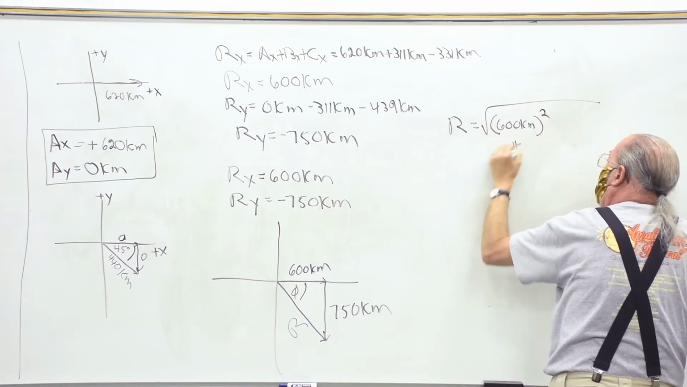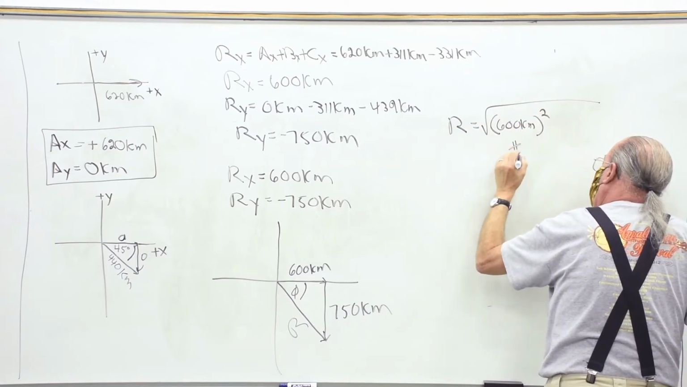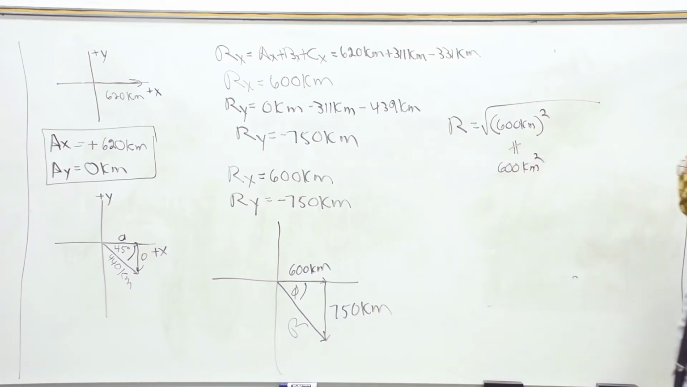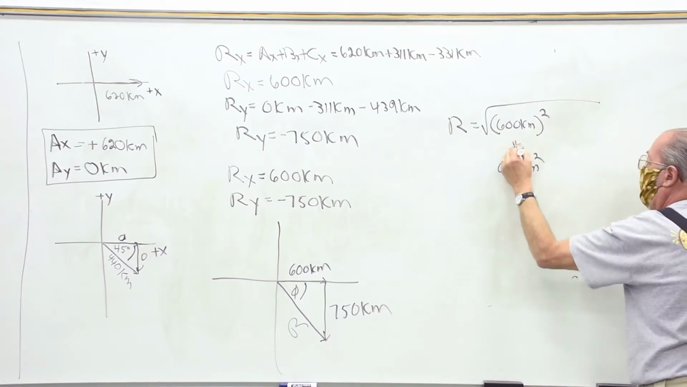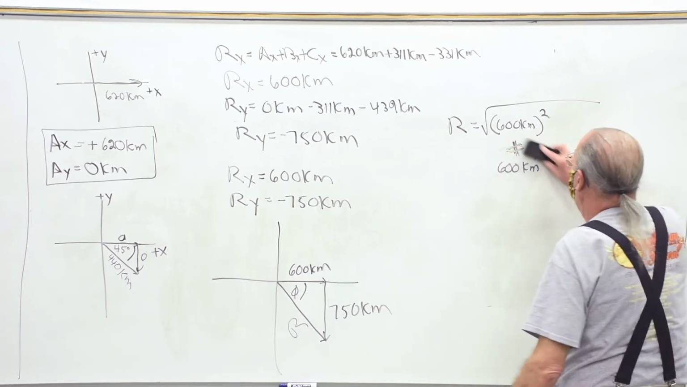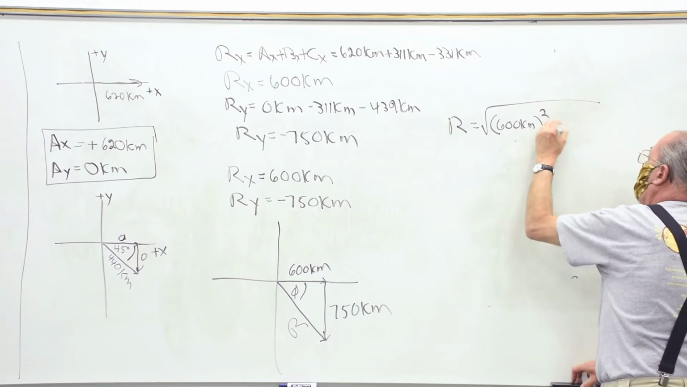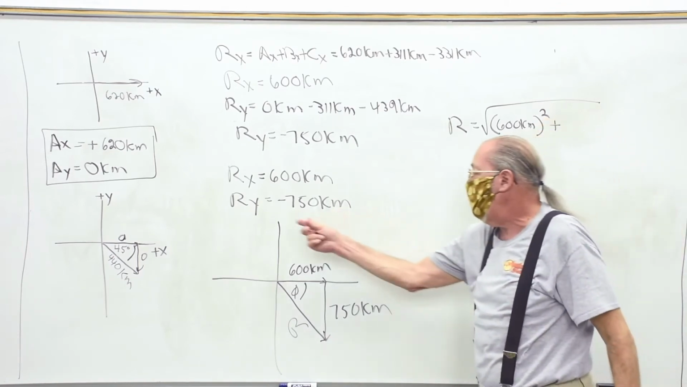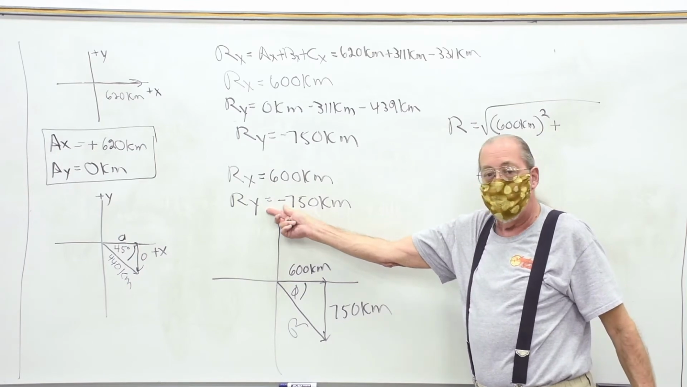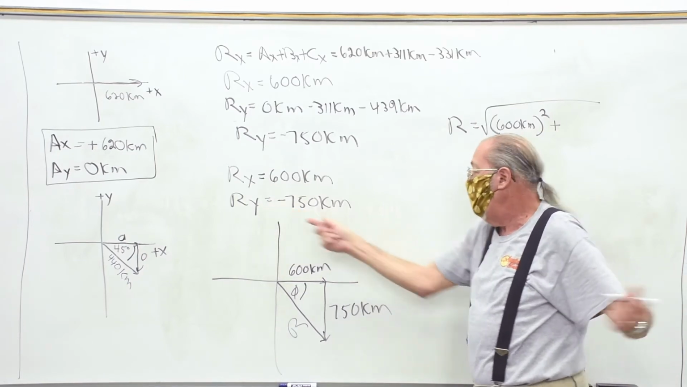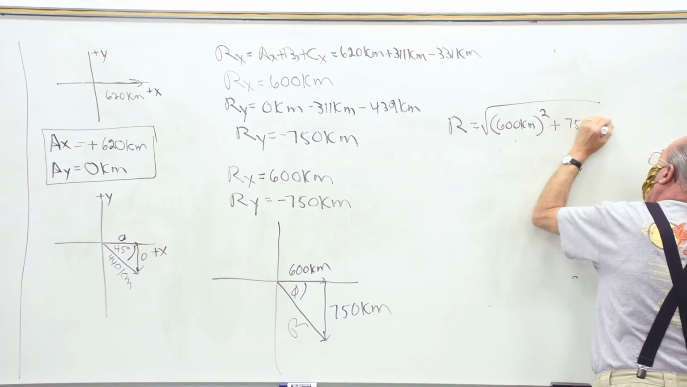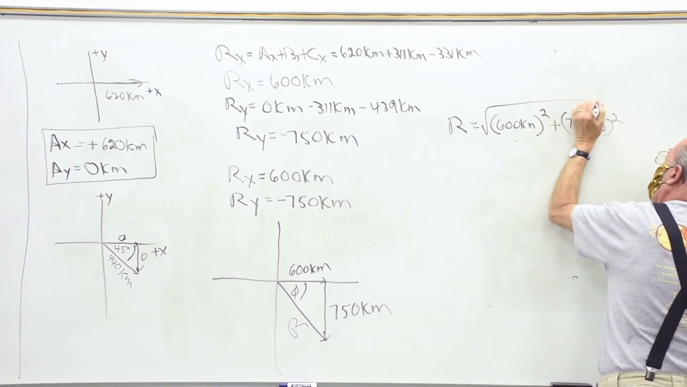This is not 600 kilometers squared. Those are not the same thing. Those do not equal each other. It's 600 kilometers all squared plus, and because I'm going to square this, I do not put in the negative sign. Negative 1 squared is 1. So I just put in the 750 kilometers squared.